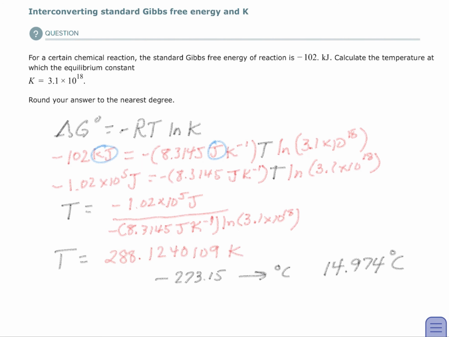Right, so I get my calculator answer. I usually put all the numbers down for a calculator and then round at the very end because I just don't trust it. And so going from kelvins to Celsius, simply subtract, and then you get 14.97, and they ask you to round to the nearest degree. So in this case, the temperature would be 15 Celsius.